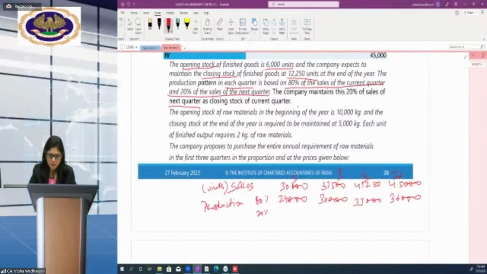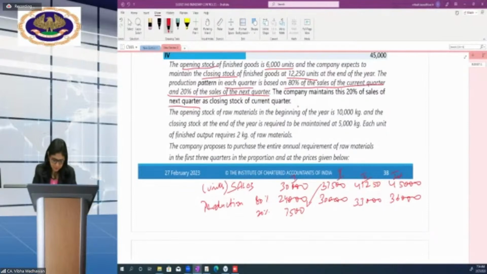All right. So 0.2, 20% of 37,500 is 7,500. All right. So 20% of the next quarter's sales will be added to the production for the current quarter also.